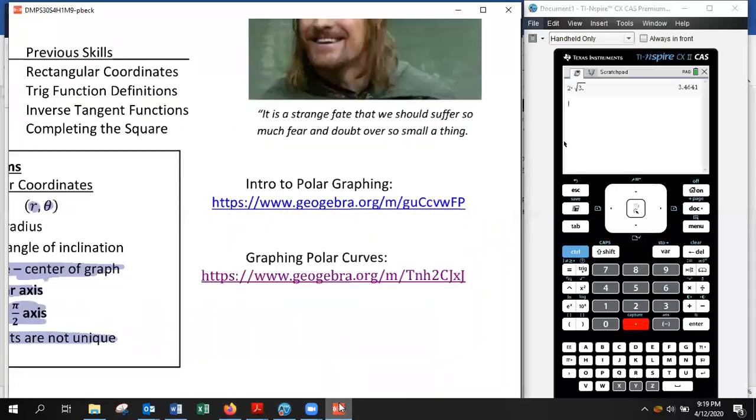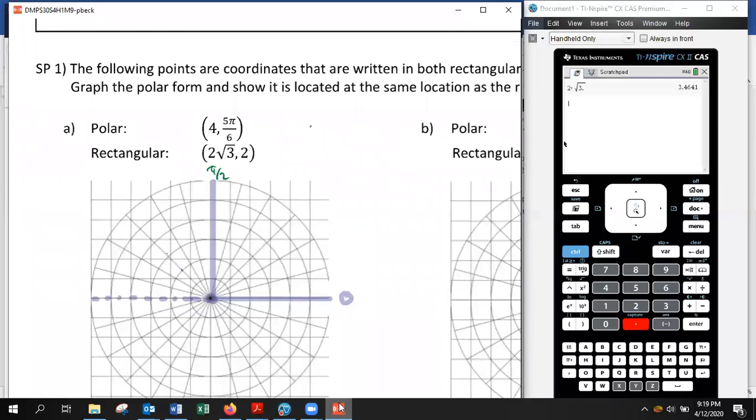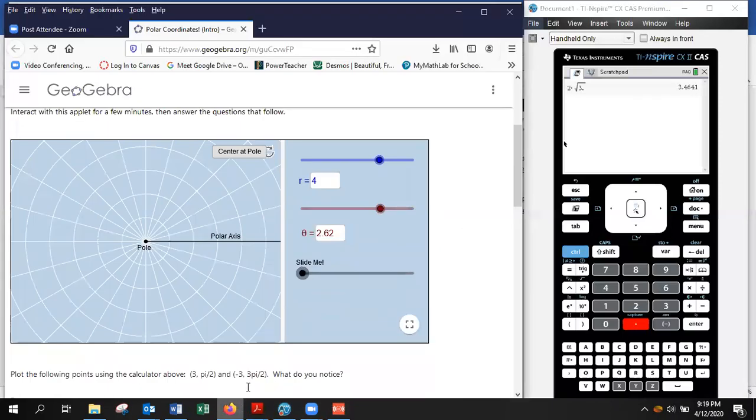So going back here, first problem, we have this polar coordinate that we say is 4, 5 pi over 6. If you look here, I already have this set up as 4, 5 pi over 6. The way this works is if you type in pi divided by 6, it changes that to a decimal so that it can calculate it as a decimal. But the way that we create the point is, let's go ahead, slide it.